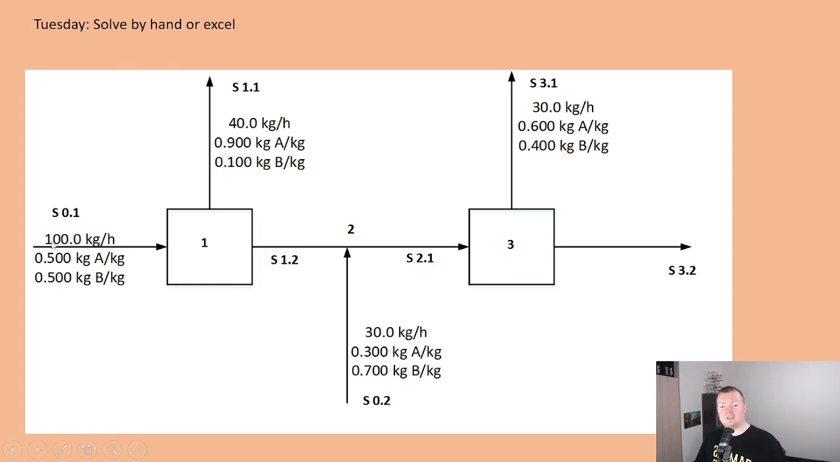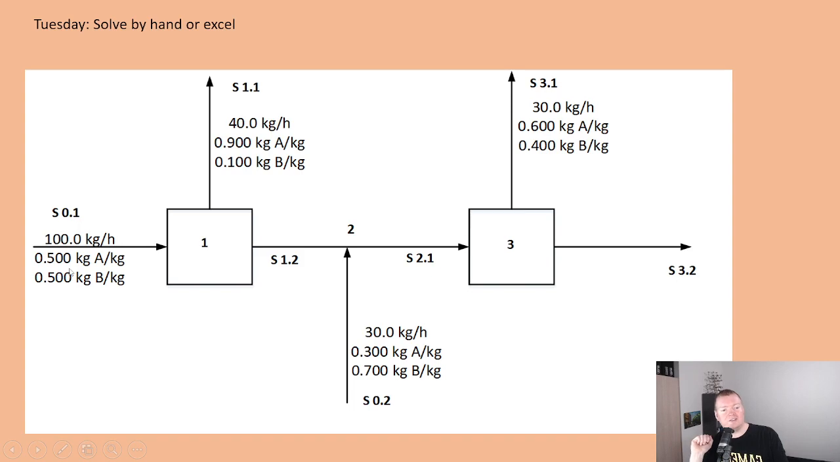100 kilograms comes in here in stream 0-1. 40 kilograms escape in 1-1. Well, that must leave 60 kilograms in 1-2. We add 30 kilograms from 0-2, so I must have 60 plus 30, gives me 90 kilograms in 2-1. I lose 30 kilograms up here, so I end up with 60 kilograms at the end. So that was basically me just in my head going through all of the different masses for the total of each one. We could then do the same for every component.